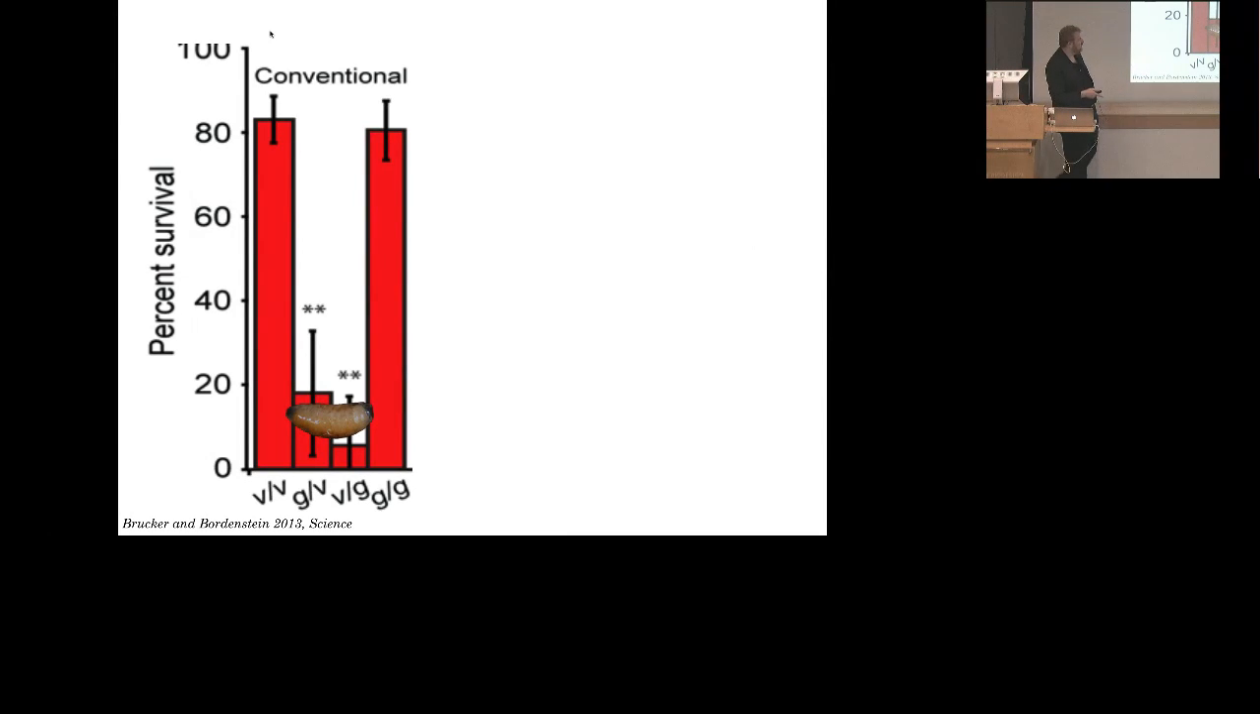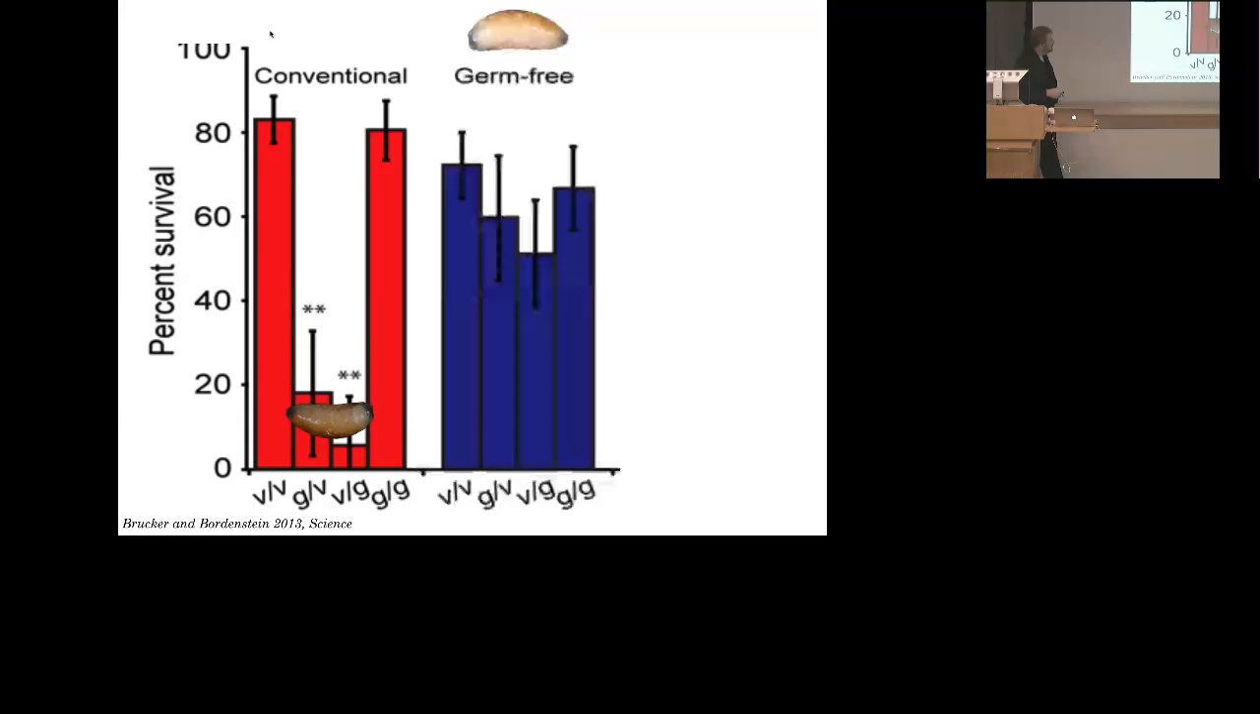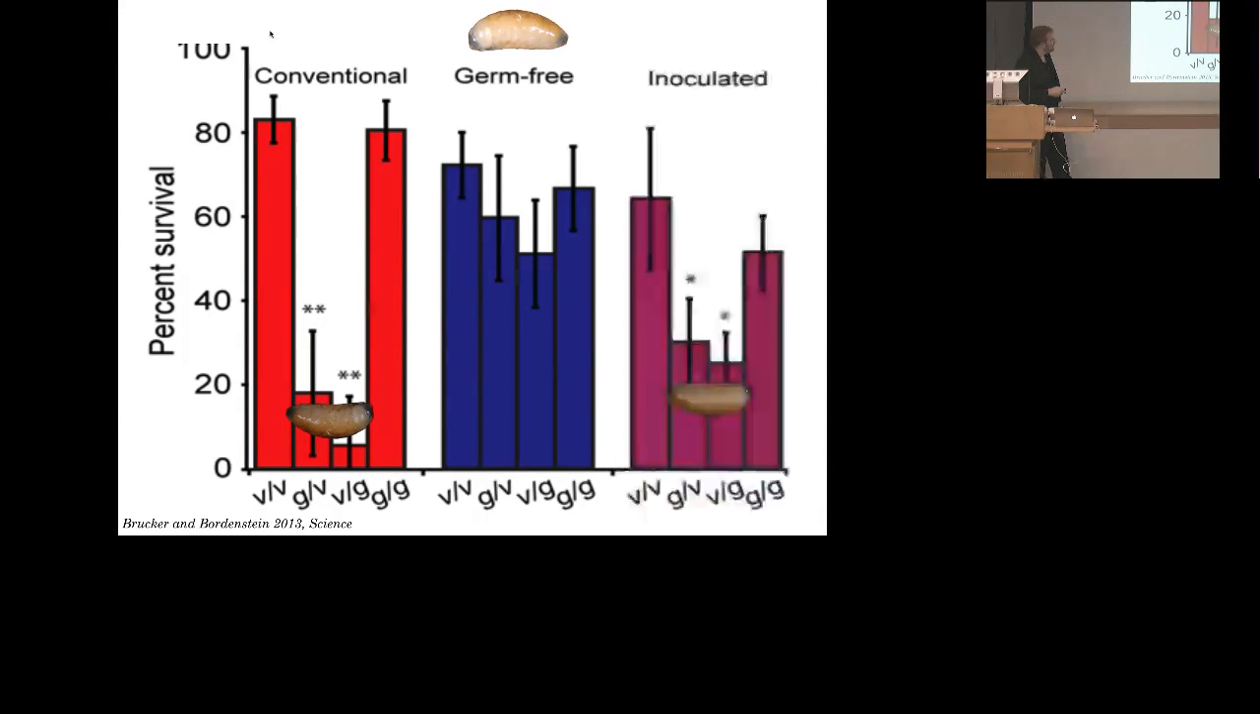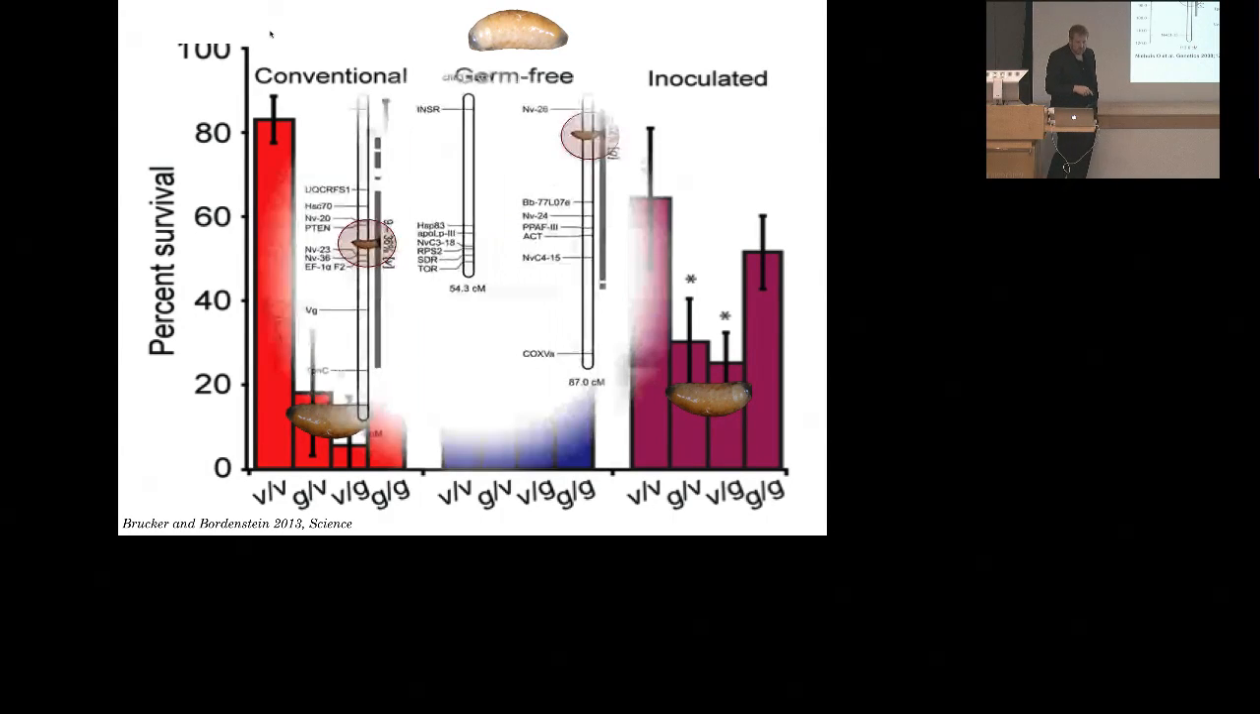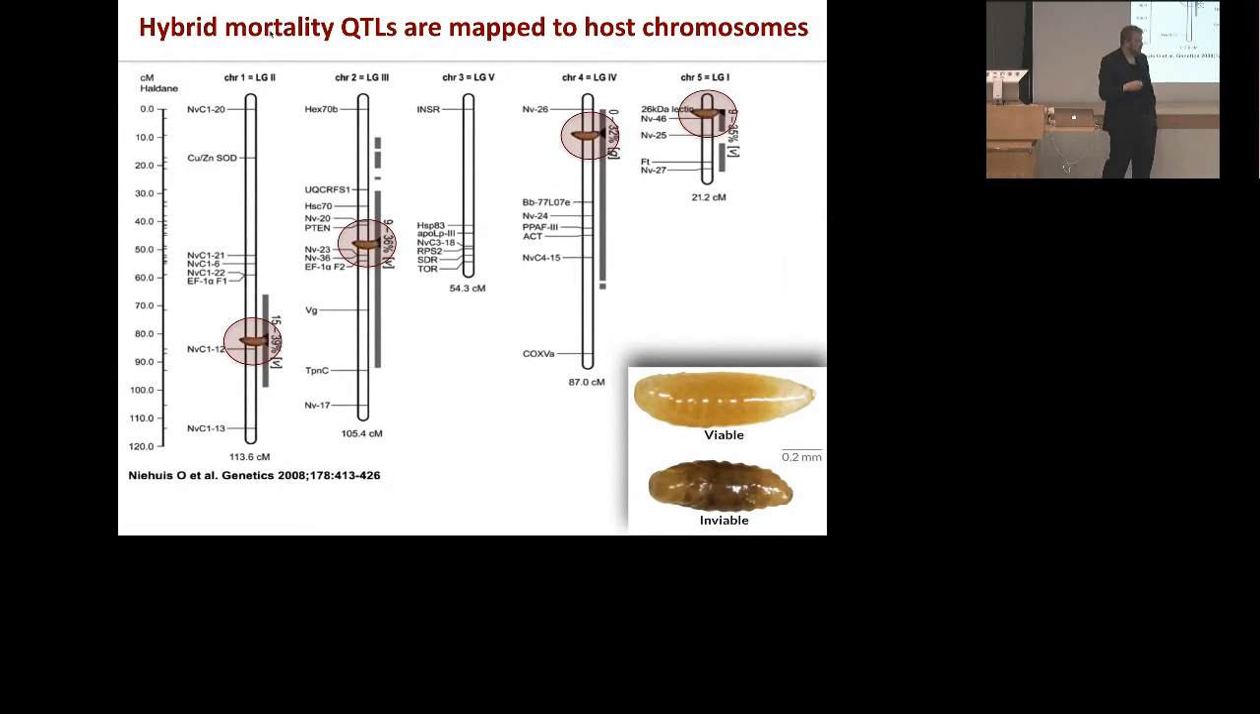So here's the conventional hybrid mortality. This is just conventional rearing, no germ-free rearing. Parental genotypes produce high numbers of survivability. Their hybrids die at a strong rate. In the germ-free system, we recover most of the inviability that occurs from the conventional state. So in effect, the germ-free hybrids with the same hybrid genotypes are now living. And then if we put the bacteria back in, we can recapitulate a significant level of the hybrid mortality that occurs.